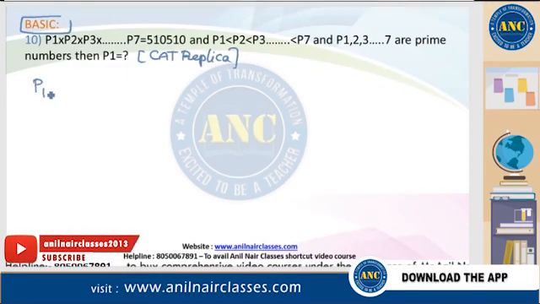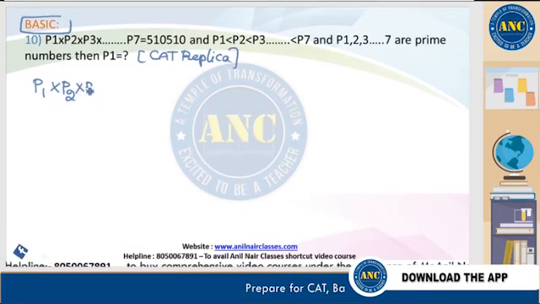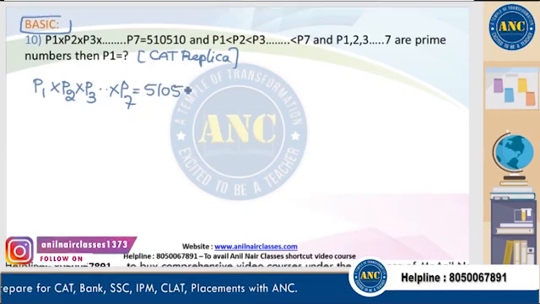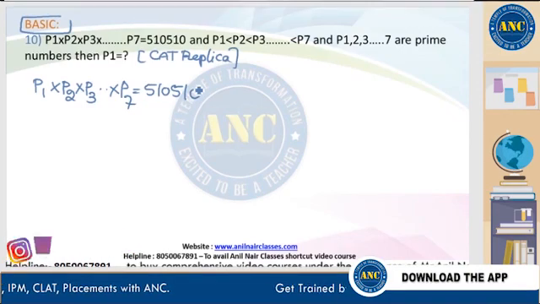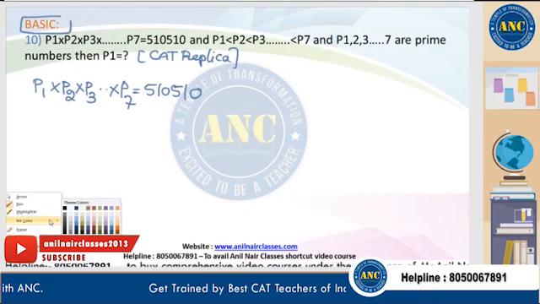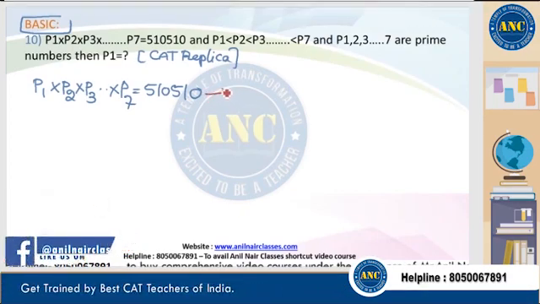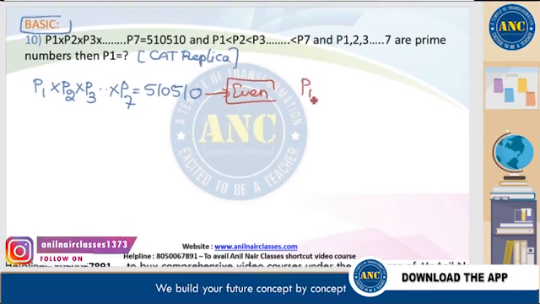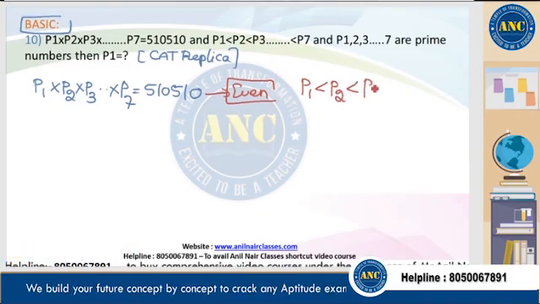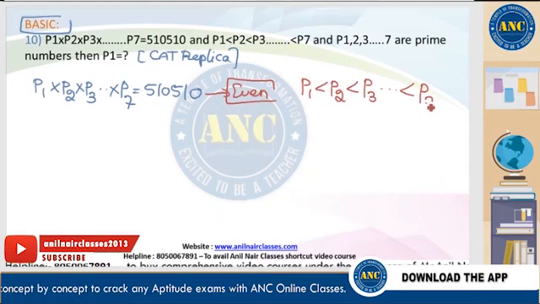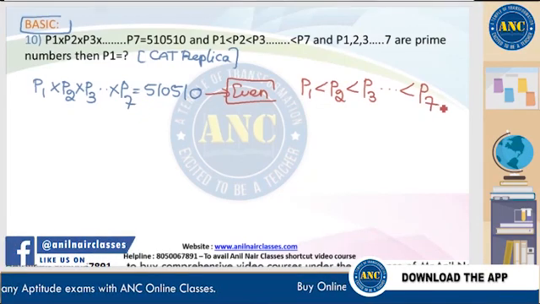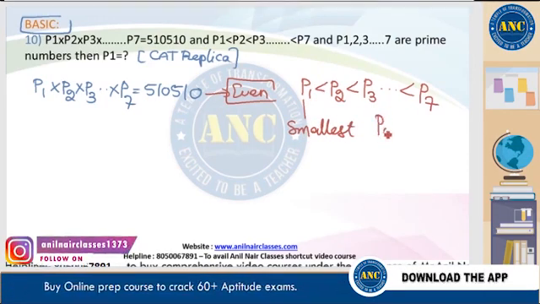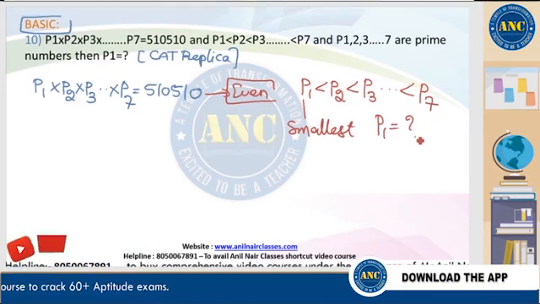Let me write down the question. P1 into P2 into P3. There are 7 prime numbers, all multiplied, and the product is 510510. 510510 is an even number. First observation. Next, he is saying that P1 is less than P2, P2 is less than P3 and so on, less than P7. So he is asking what is the smallest prime number that can be taken. P1 is smallest. What is the value of P1?